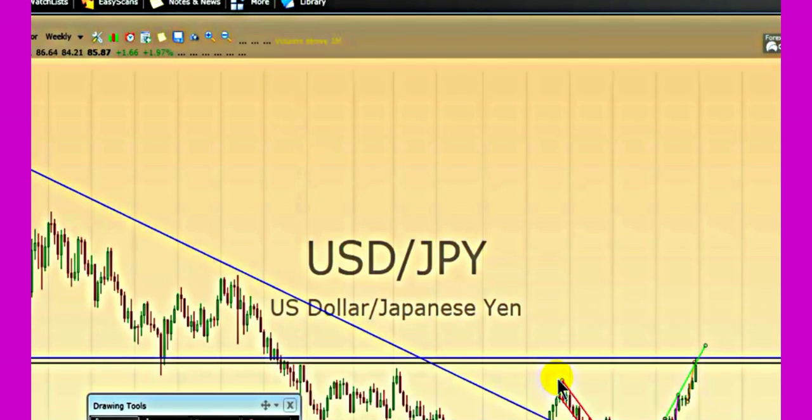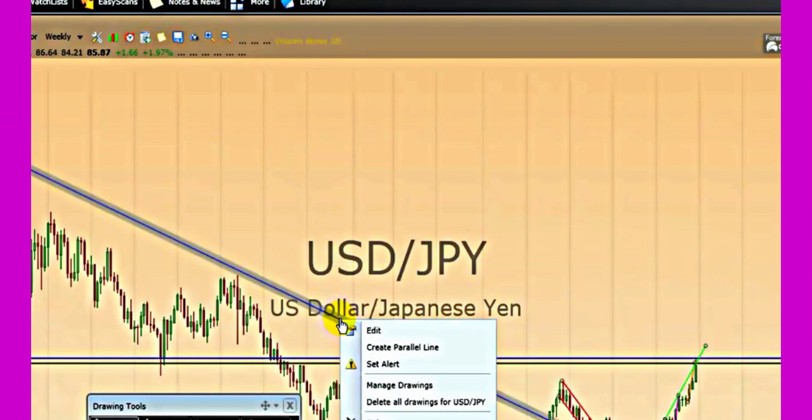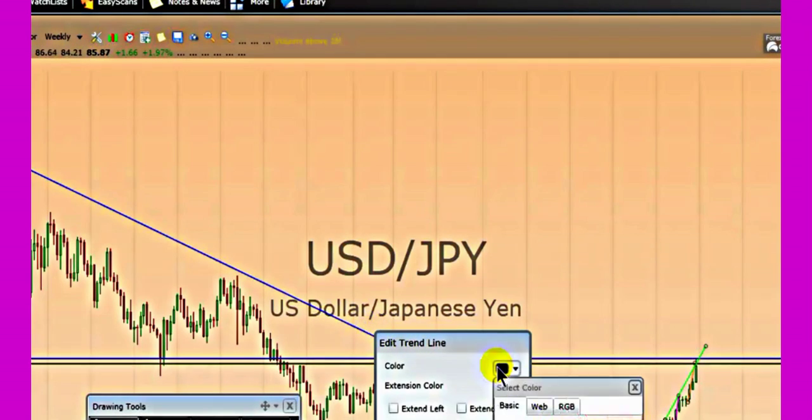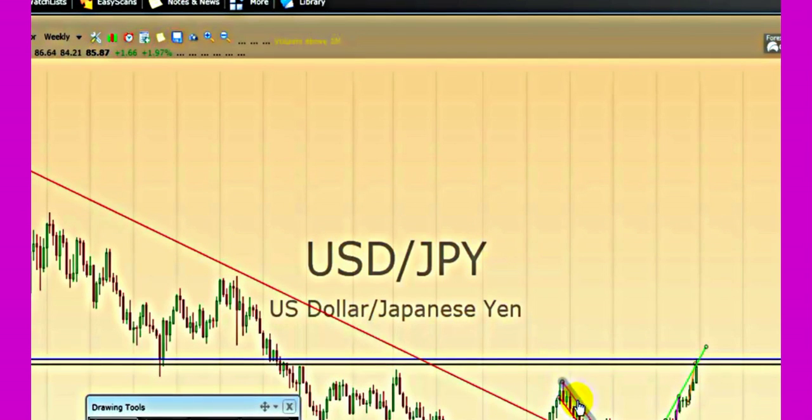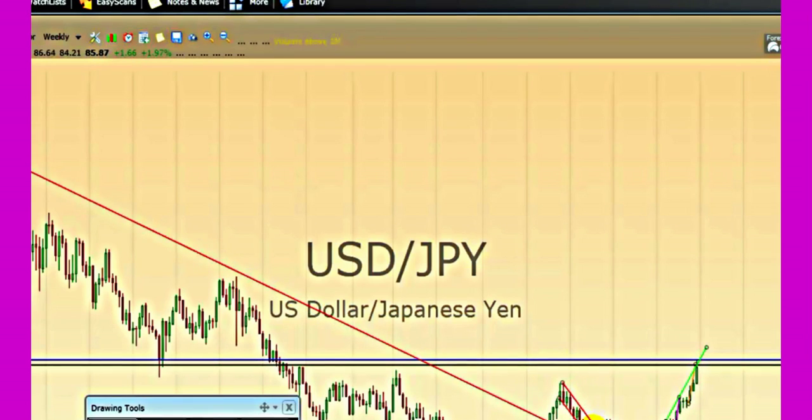So the price broke above the bearish trend line, which I'm going to color red now. So we will say to ourselves that the bearish momentum is diminishing. Price retested here. Instead of going up straight away, the price went horizontal first.